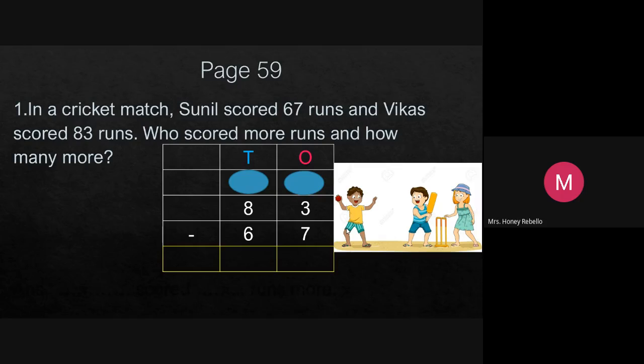Now, we have to find out how many more. We know that Vikas got more, but you have to find out how many more. For that reason, we have to subtract. You must see the big number. First, let us underline. Now you can underline in your textbook. 67 you have to circle. Runs you underline. Because when you write the sum in your classwork note, you have to write runs Sunil scored, like that. So circle 67.